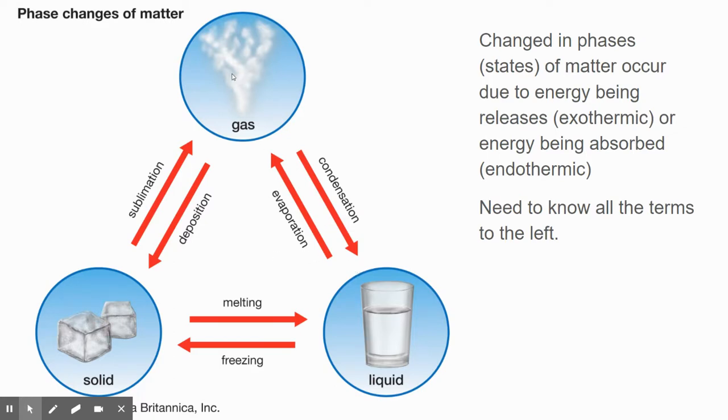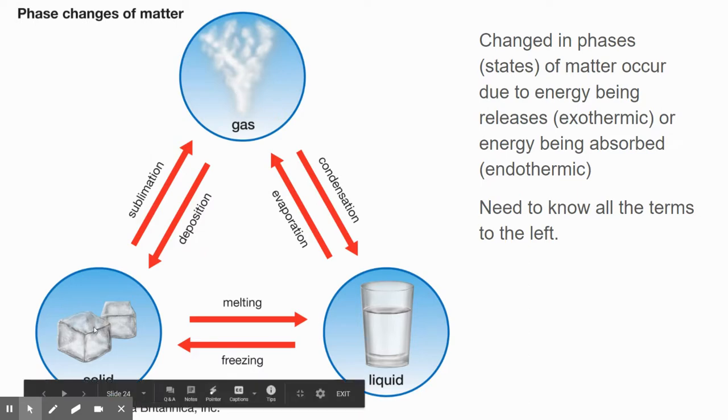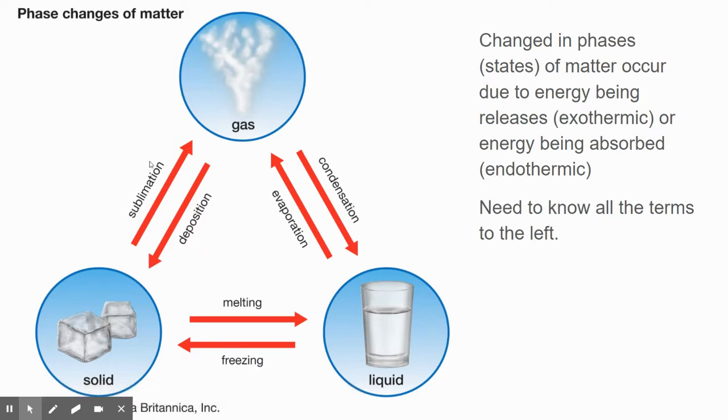Then we can also go from solid directly to gas or gas directly to solid. These two terms are terms that people don't often remember or know. If you go right from gas to solid, we call that deposition. It's depositing a gas to a solid. If we go from solid to gas, sublimation. You might see that with dry ice. Dry ice, solid carbon dioxide, turns to gas immediately at room temperature. So you may have seen that before.